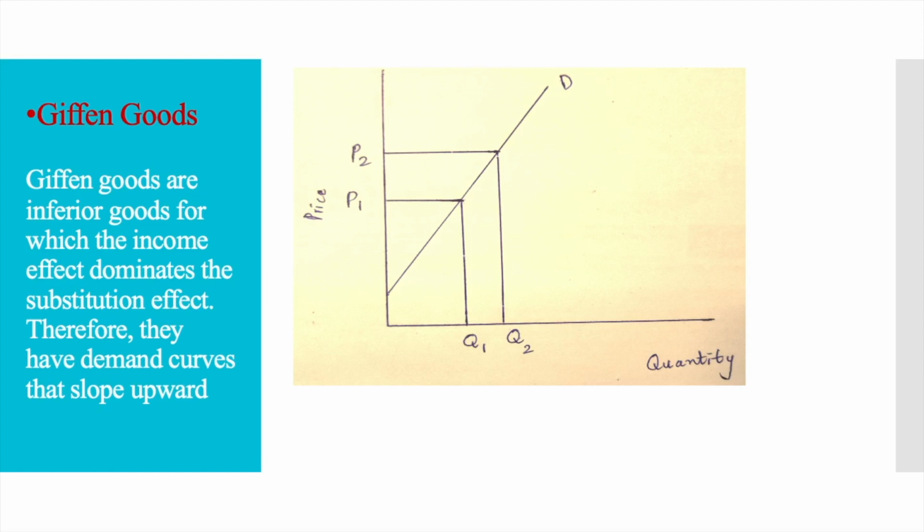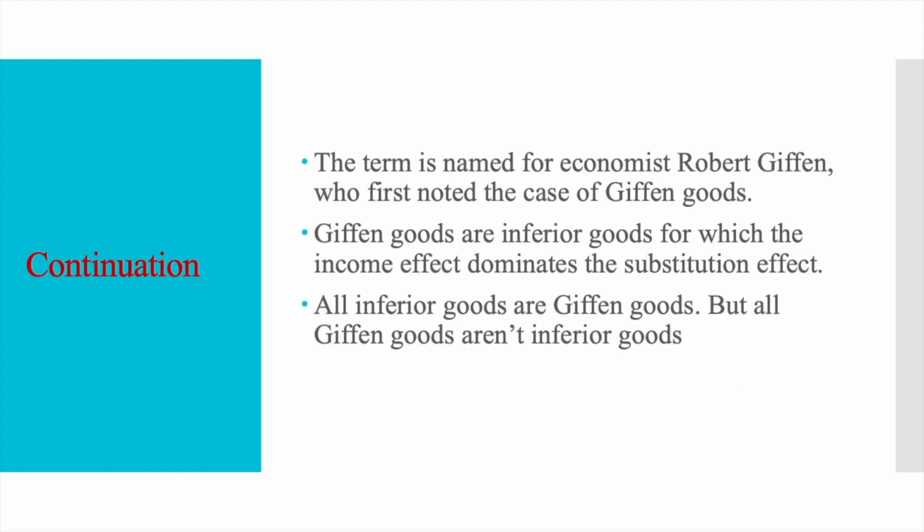Giffen goods are inferior goods for which the income effect dominates the substitution effect. Therefore, they have demand curves that slope upward. So, a Giffen good is a good for which an increase in the price raises the quantity demanded. Economists use the term Giffen good to describe a good that violates the law of demand. The term is named for economist Robert Giffen, who first noted the case of Giffen goods.